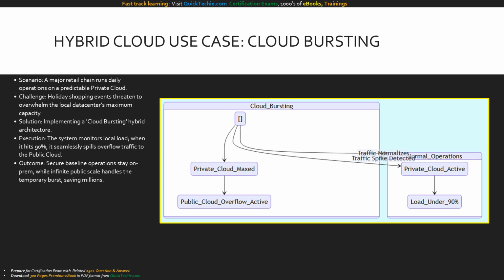Inside this new state, we see that the private cloud is maxed out, but instead of crashing, it activates the public cloud overflow. The hybrid connection allows the public cloud to absorb the excess pressure gracefully. Finally, follow the bottom arrow back to the left. Traffic normalizes. The system dynamically scales back down, shutting off the public cloud resources and returning to normal operations. This visual flow demonstrates the automated, reactive nature of a well-architected hybrid cloud, shifting states to protect application availability while optimizing costs.